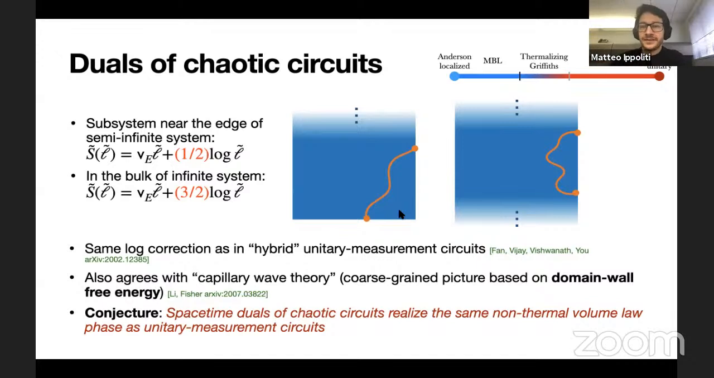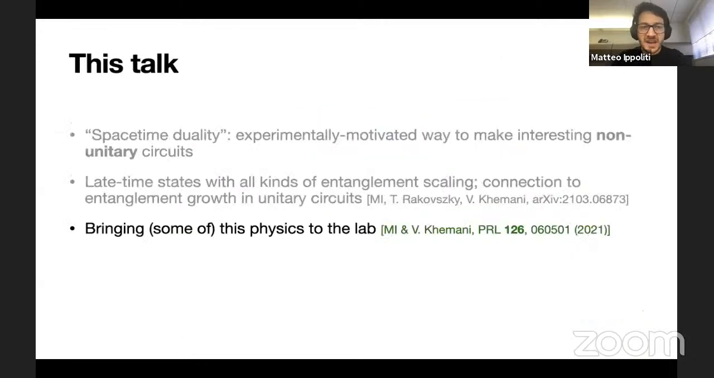And so based on that, we conjecture that this particular duals of chaotic models actually live in the same non-thermal volume law phase as the unitary measurement circuits. So this is not confirmed yet. They could just have the same coefficient and other properties may be different, but at this moment, it seems plausible that they're in the same phase. Good. So that's all I wanted to say about that part.